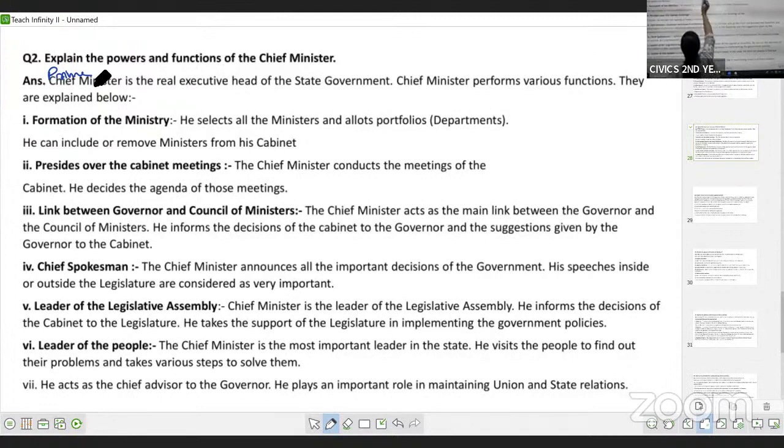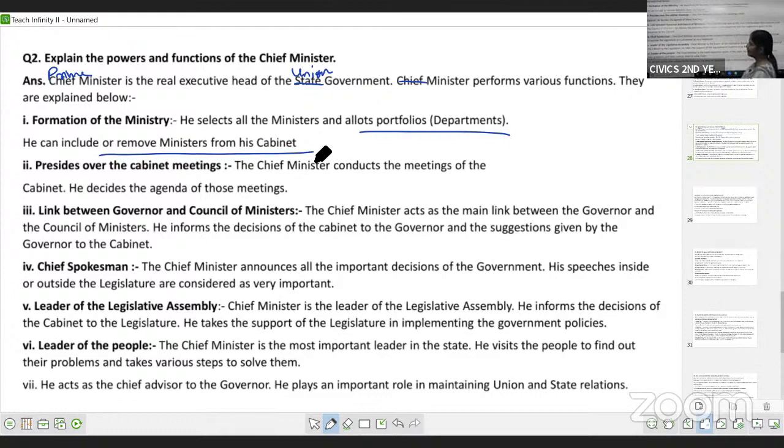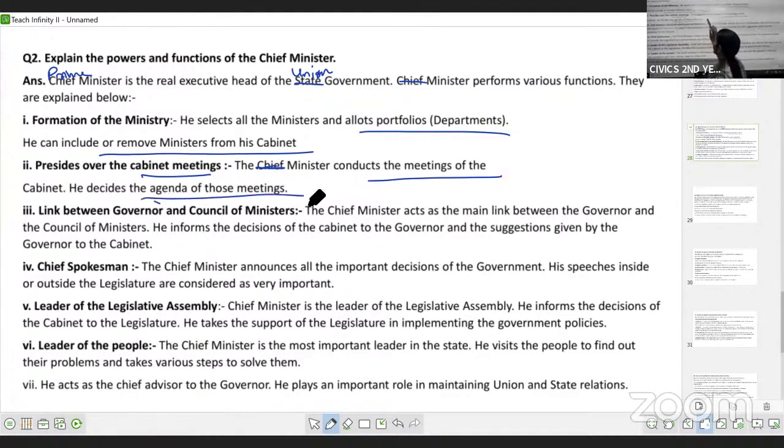Prime Minister is the real executive of the union government. Prime Minister performs various functions. Formation of ministry. He selects all his ministers and he allots portfolios. He can include and remove the ministers from his cabinet. He presides over the cabinet meetings. The Prime Minister conducts the cabinet meetings and decides the agenda of the meetings. He is the link between the president and council of ministers.